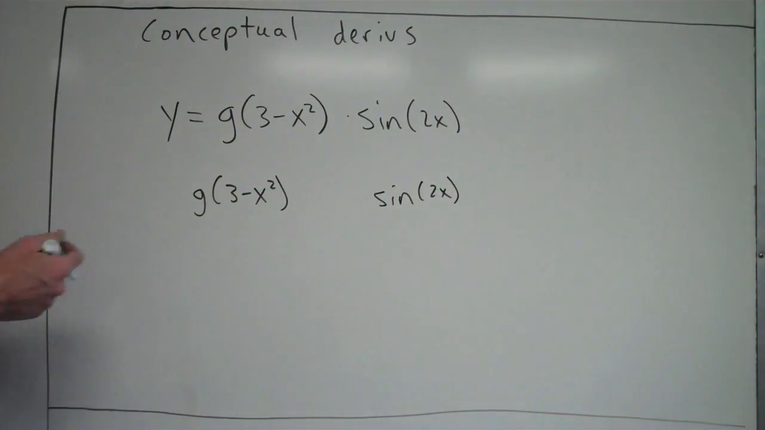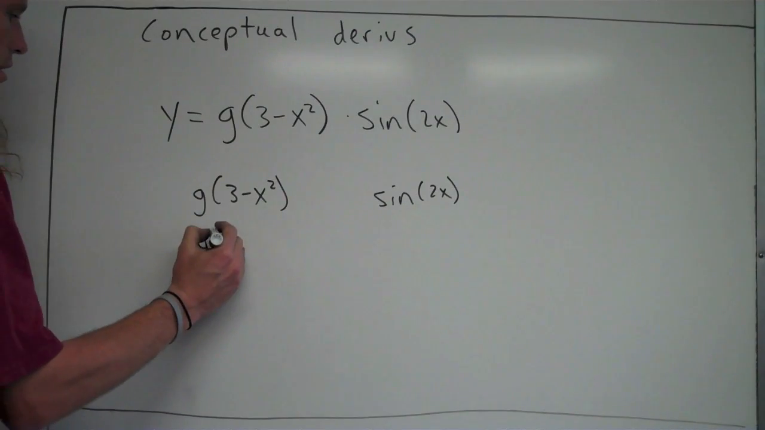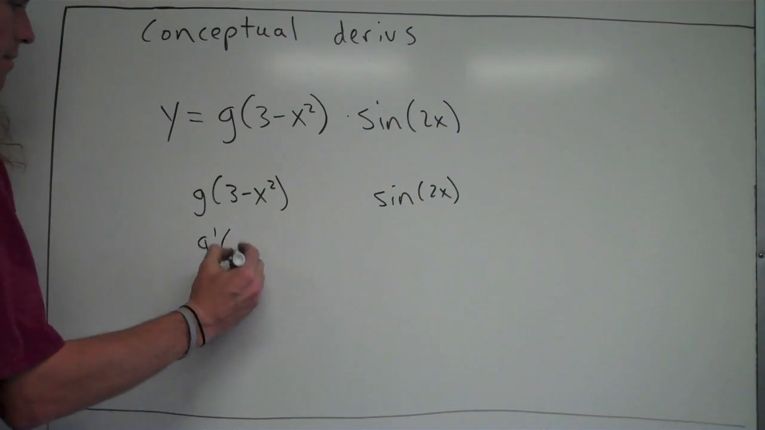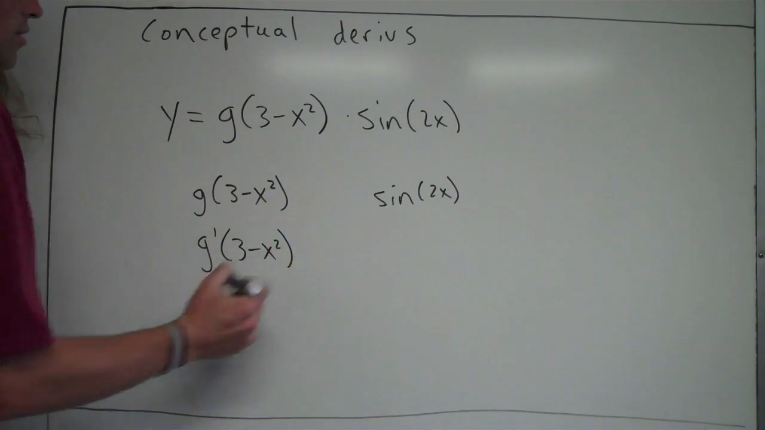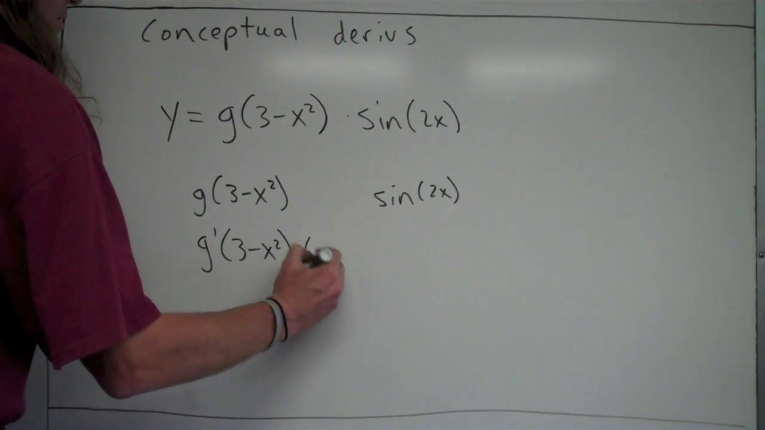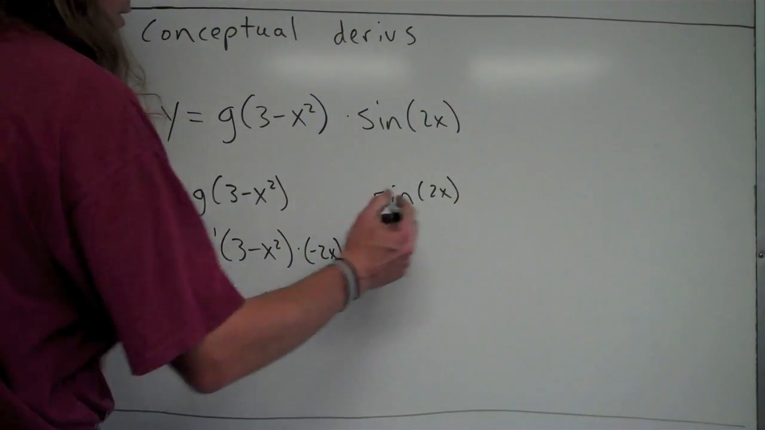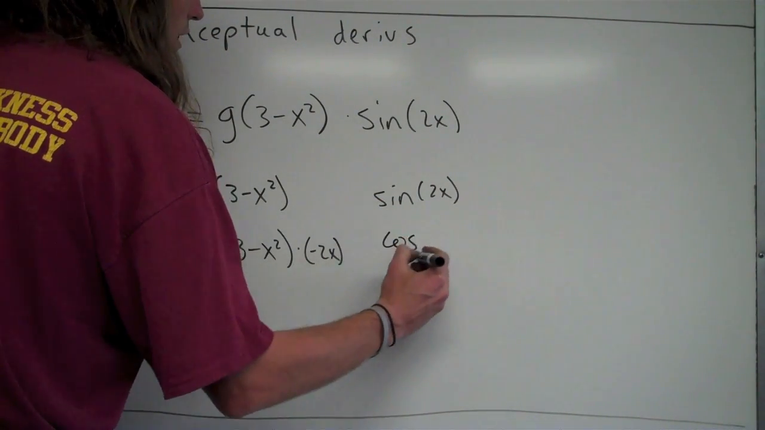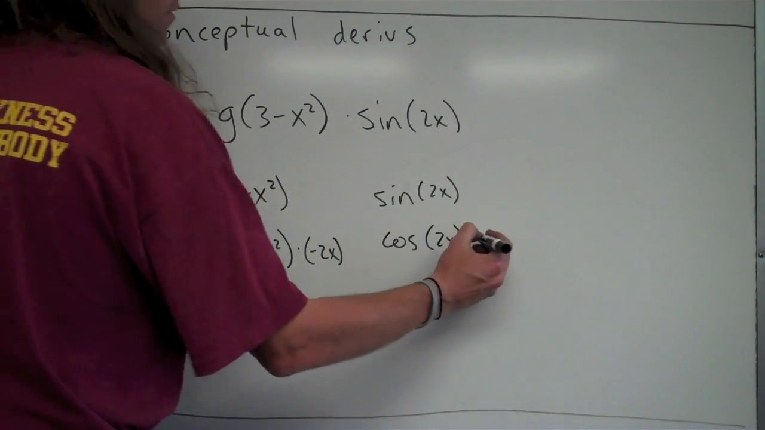I know for the product rule I have to find the derivative of each of these, so I'll do that. Start with my outer function first, g. The derivative of g is g prime. Keep my inner function the same. And then at the end multiply times the derivative of the inner function, negative 2x. So that's the derivative of g of 3 minus x squared. Over here, the derivative of sine is cosine. Work with that first, keep my inner function the same. And then at the end, I'll multiply by the derivative of my inner function, which is 2.